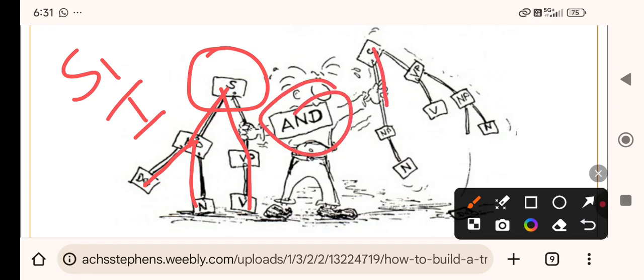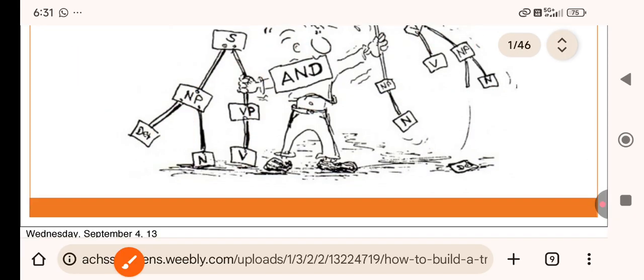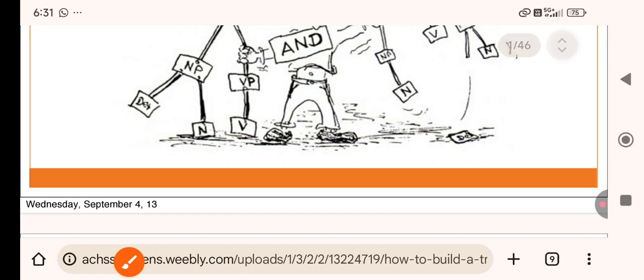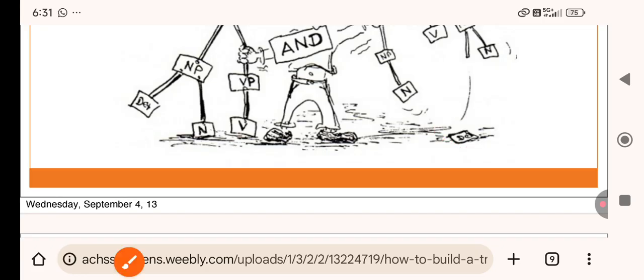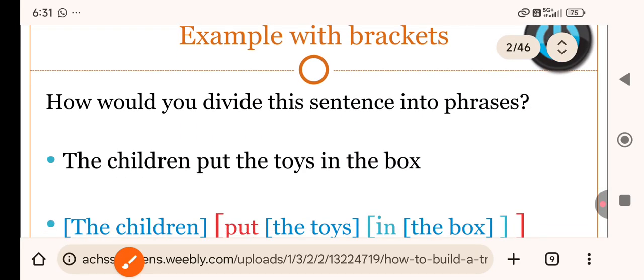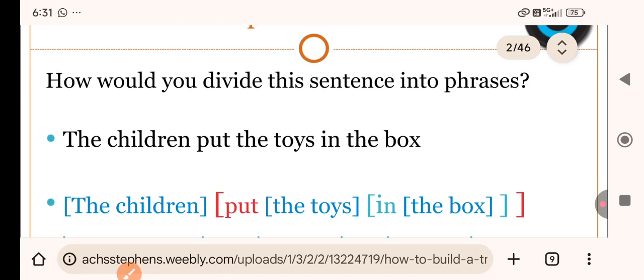Here, sentence: that is noun phrase, noun. Then in the verb phrase, noun. And then again noun phrase, determiner and then noun. So this is just the symbolic example they have given. Now this is the determiner, which is here. Now moving to the next example with brackets.